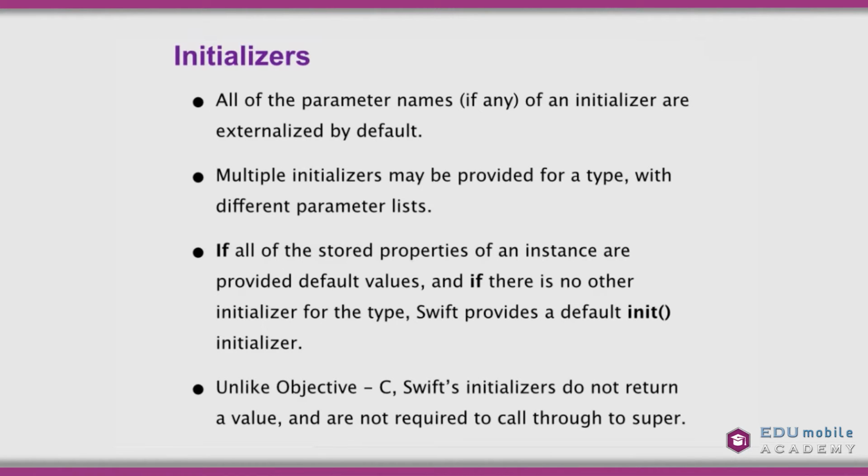If all of the stored properties of an instance are provided default values, and if there is no provided initializer for the type, Swift will give you a default init initializer. How do you call init? Well, you don't call init. You just provide the entity name, the class name, the type name, or the structure name, whatever, with a set of parentheses. If init has parameters, you provide the parameters there. And again, if init has parameters, they're all externalized.